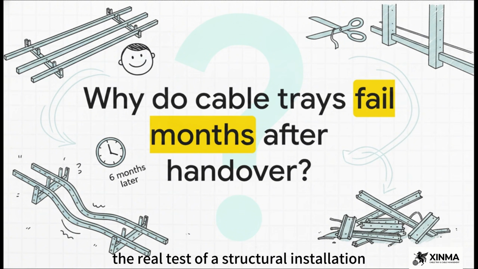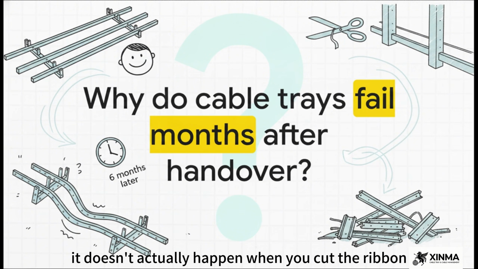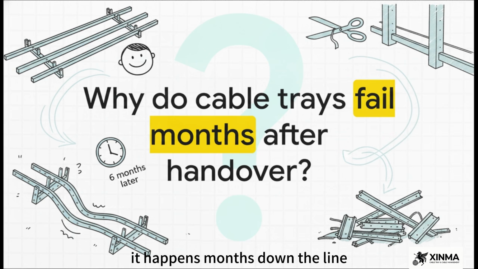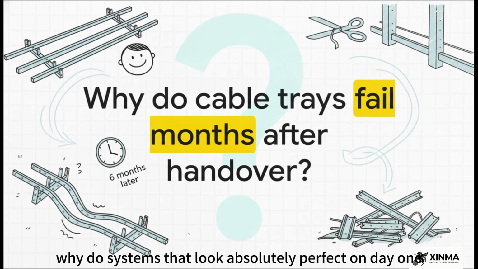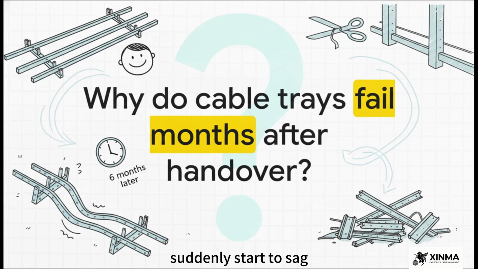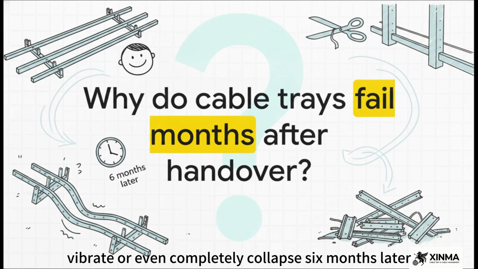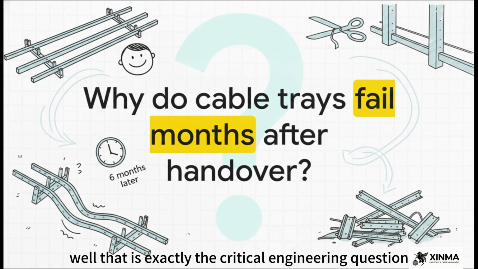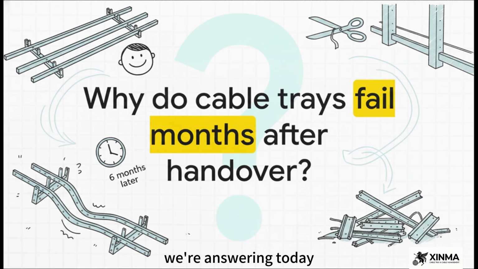The real test of a structural installation doesn't actually happen when you cut the ribbon. It happens months down the line. So why do systems that look absolutely perfect on day one suddenly start to sag, vibrate, or even completely collapse 6 months later? Well, that is exactly the critical engineering question we're answering today.